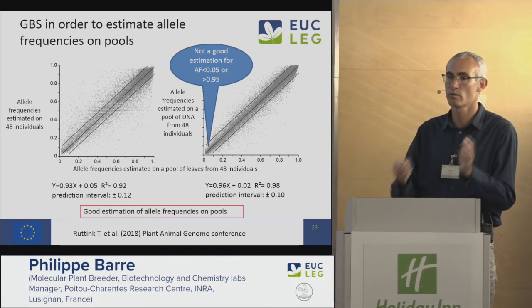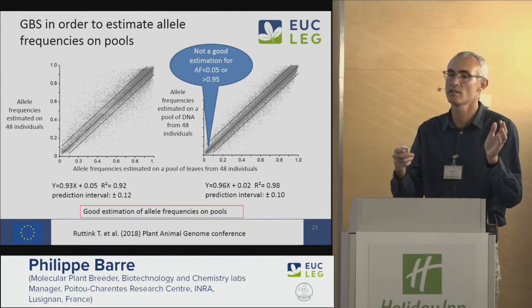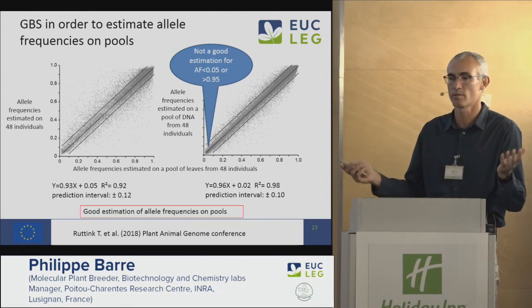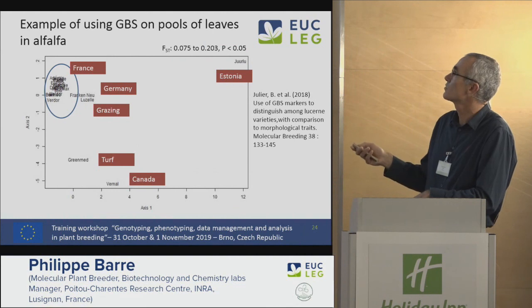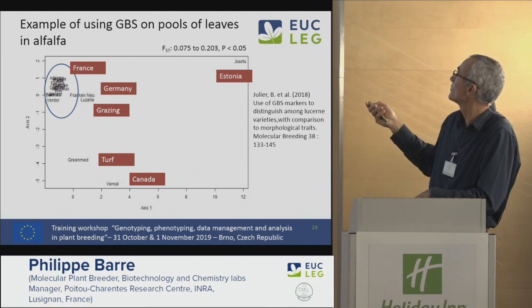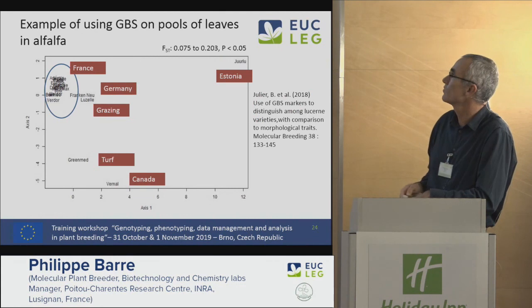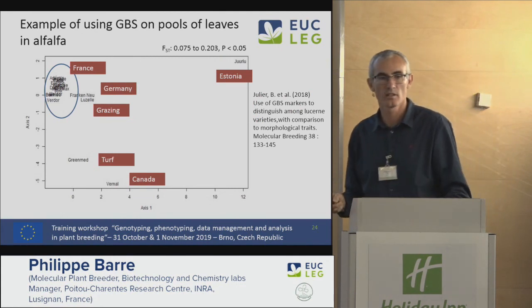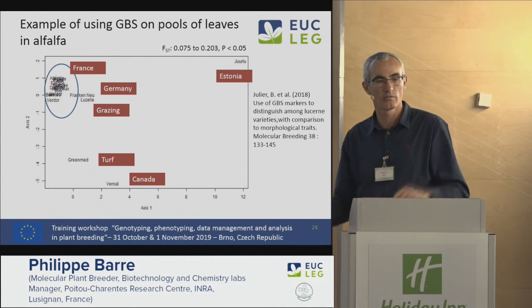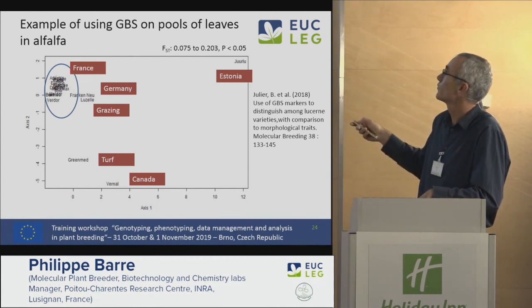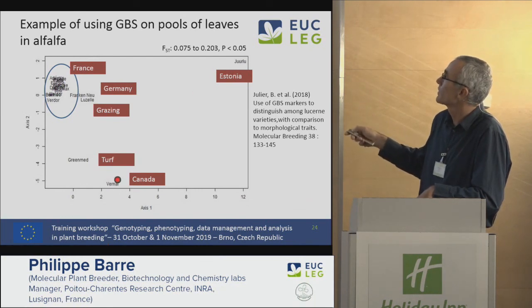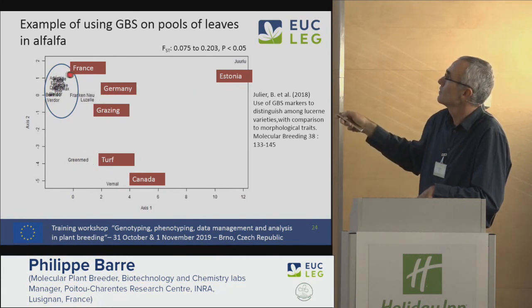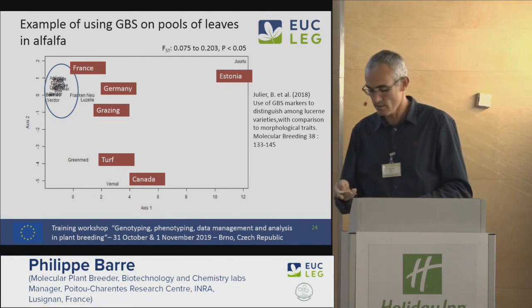Before that, we were doing individuals separately. So 40 individuals per population, it's too expensive. With that, it's possible. So with that, a study on alfalfa, Julie, Bernadette, and all, we looked at the diversity and at the possibility to distinguish between varieties. So with 20 varieties, you see here, one from Estonia, one from Canada. This one is a specialist in turf, grazing, Germany, and those varieties were from France.